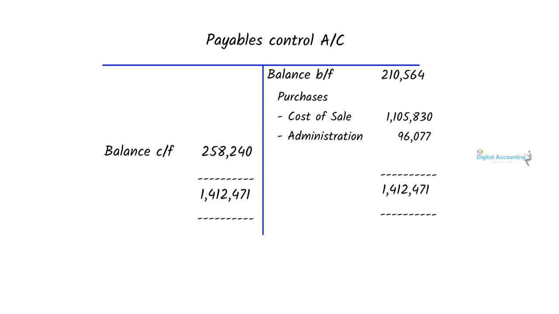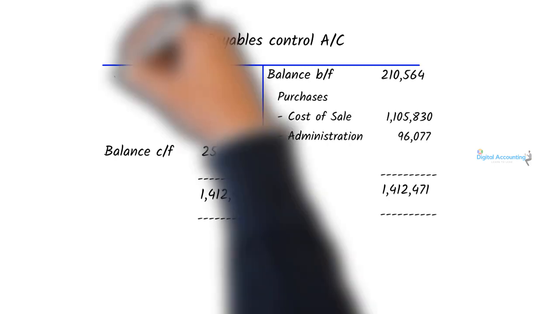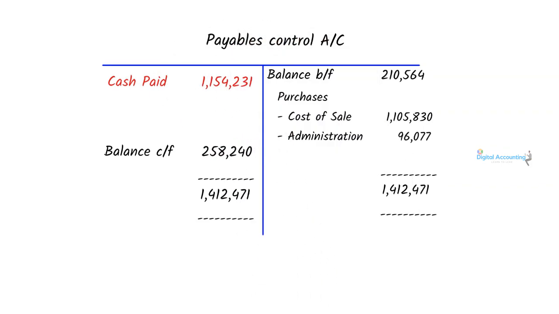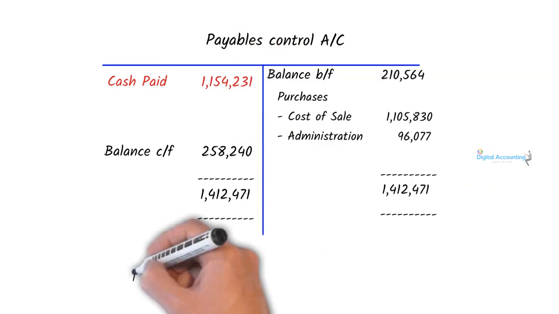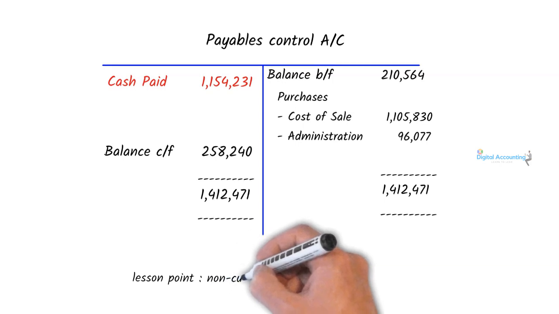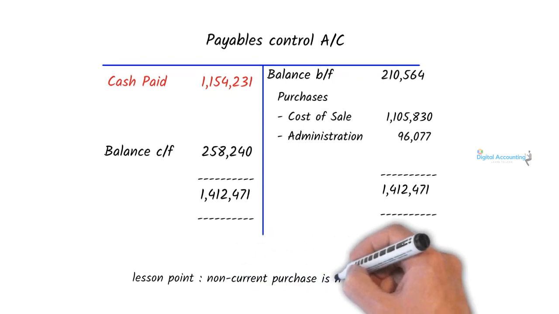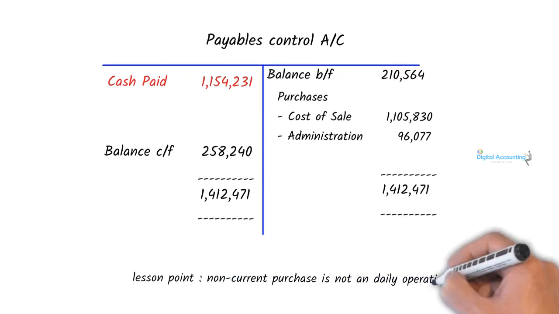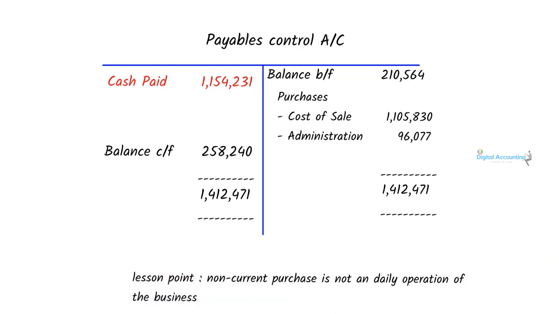So easily can find the cash paid to suppliers balance that should be in debit side of the payables control account. Here the lesson is information relating to non-current assets purchase is not included in the payables control account in order to calculate cash paid to suppliers of operating costs.